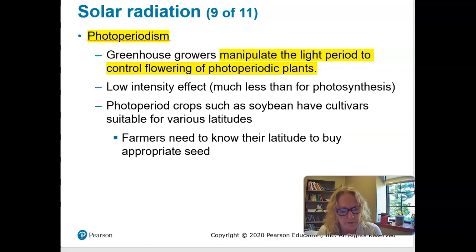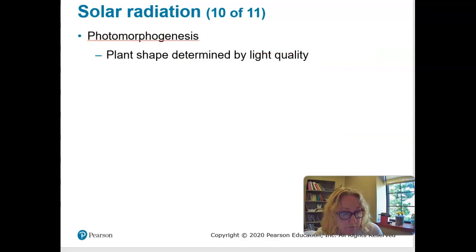It creates really weak, thin, spindly looking stems that are not very pretty for ornamental sake, and they don't stand up to things for crop sake if they're out in the middle of a field. Again, photoperiod crops such as soybeans have cultivars that are suitable for different latitudes so they don't get all spindly trying to look for different light. Farmers, growers, if there's a photoperiod on your seed, you need to know what you are looking for.